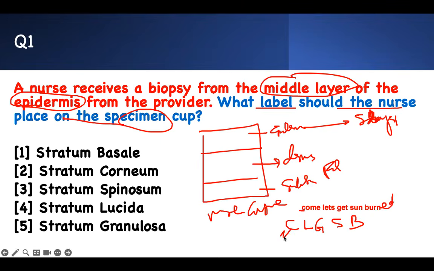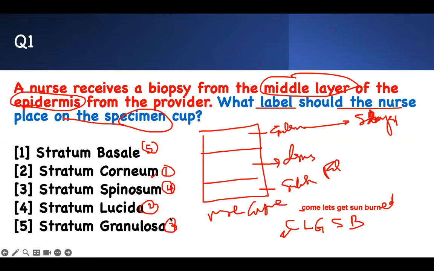The first one, C, is corneum. So this is number 1. The L is the lucidum. The G is the granulosum. The S is the spinosum. And the B is the basale. So these are the layers, 1, 2, 3, 4, 5.